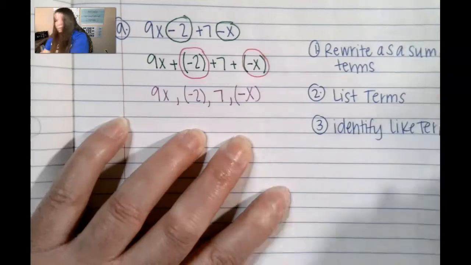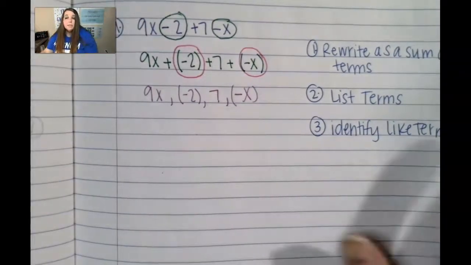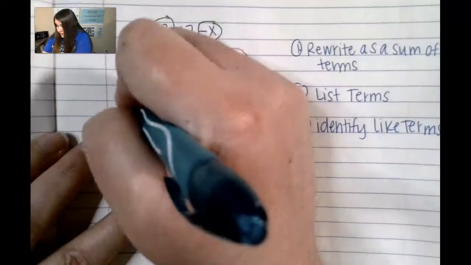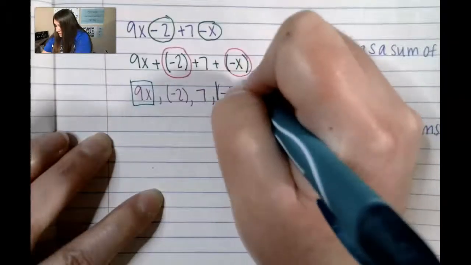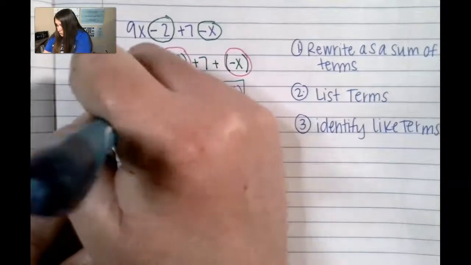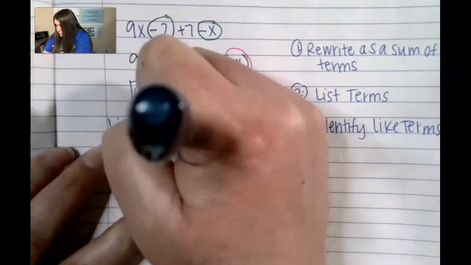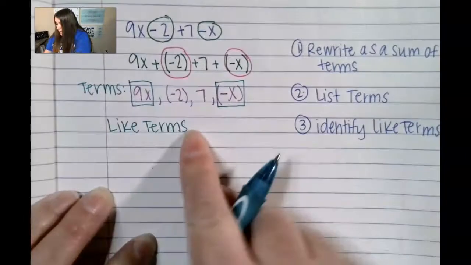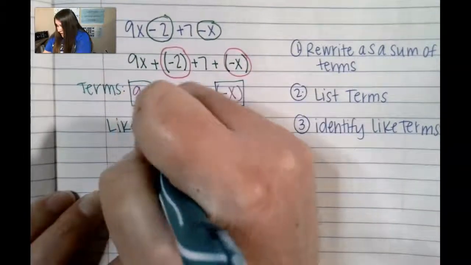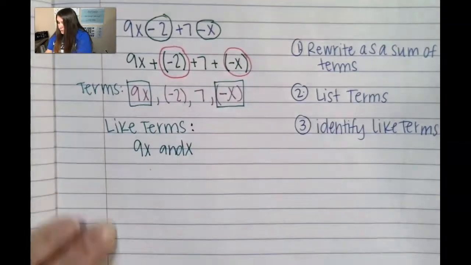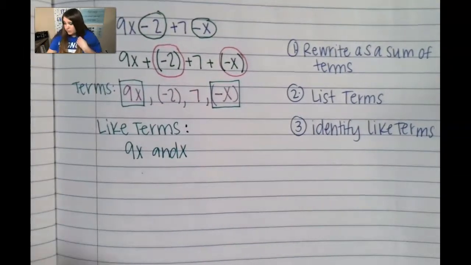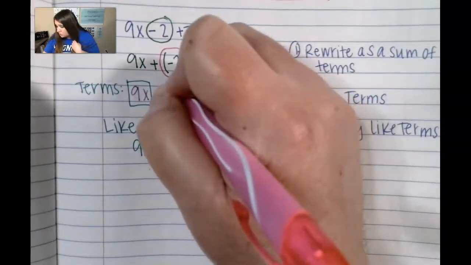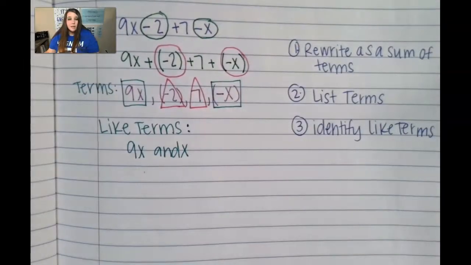Not everything has a like term, but in this sentence, we happen to have like terms. So we have a 9x right here. This x and this 9x, they are like terms. So our like terms, so these were just our terms, and our like terms are 9x and x, and then we have some constants here. These constants, this 2 and this 7, these two things are like terms.